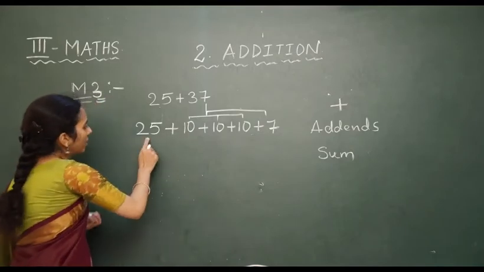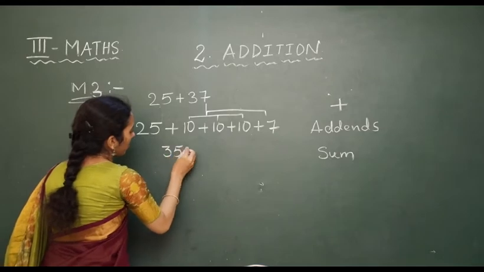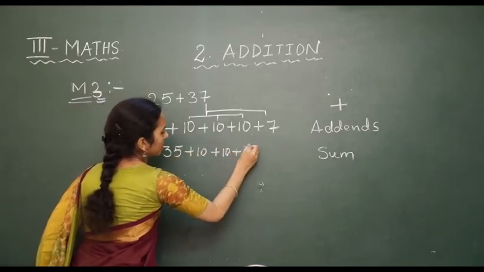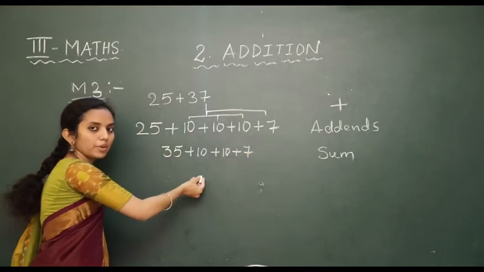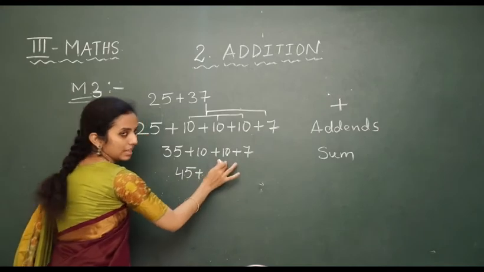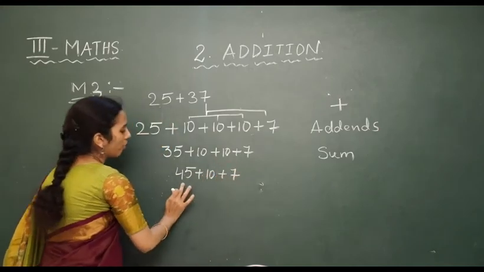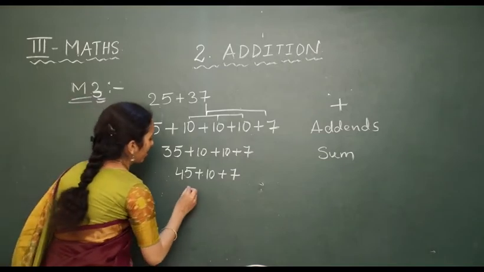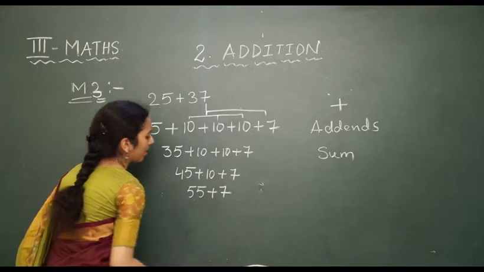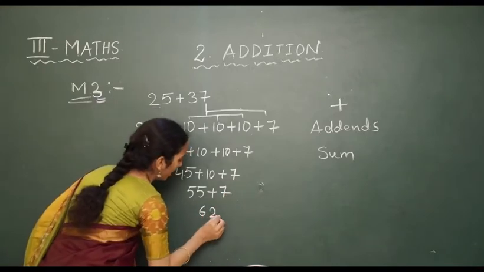Now 25 plus 10 is 35, plus 10 is 45, plus 10 is 55, plus 7. So 55 plus 7 is 62 again.